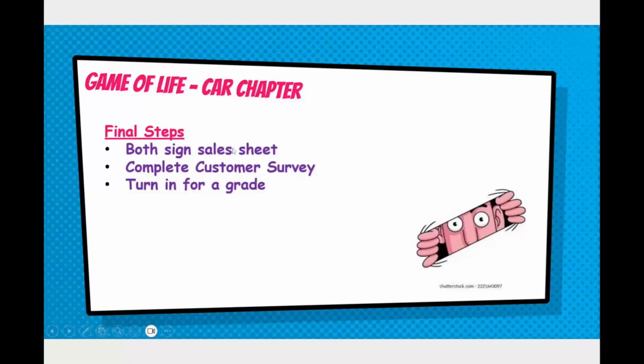So final steps. Both people are going to sign the sales sheet once it's complete, and then complete the small little customer survey the customer will do on the salesman sheet, and then turn this in for a grade. This is going to be the salesman's grade. And then after that, you guys are going to switch roles. So, and that is our car buying project.